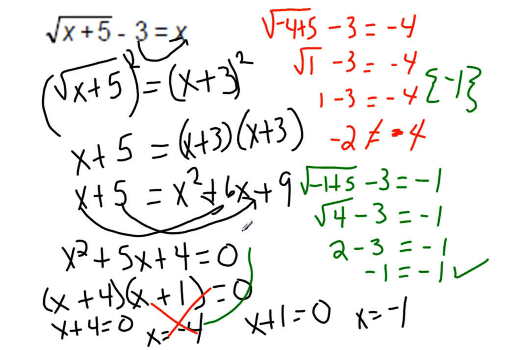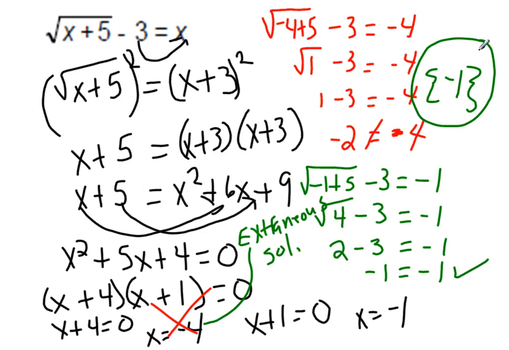Negative 4 is an extraneous, I'm going to spell that, extraneous solution. So it's not listed in my solution set. There's my solution set. So those are 3 examples on solving quadratic equations.